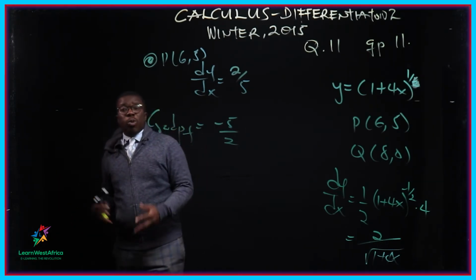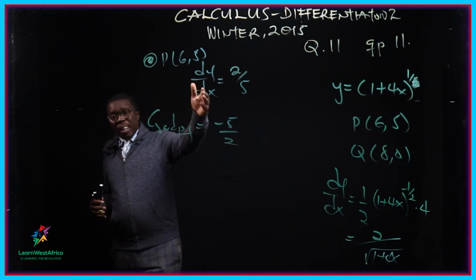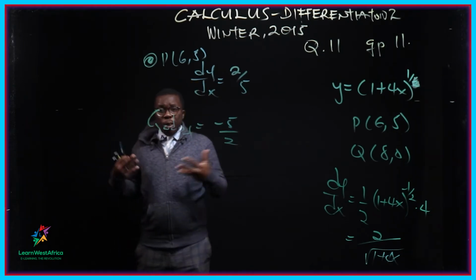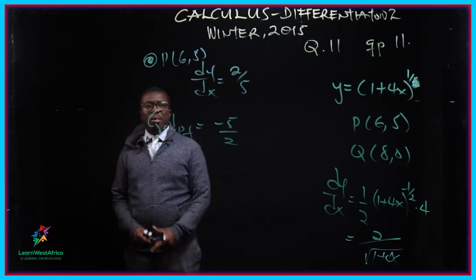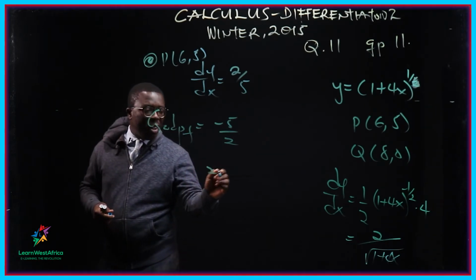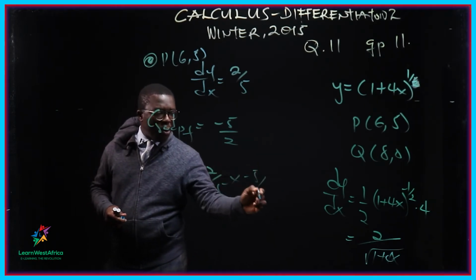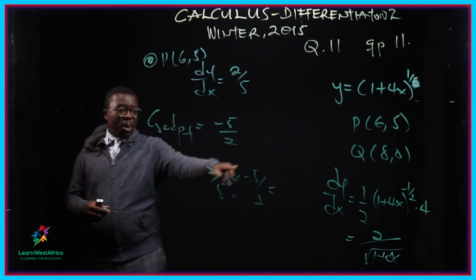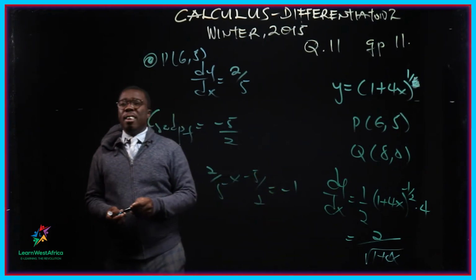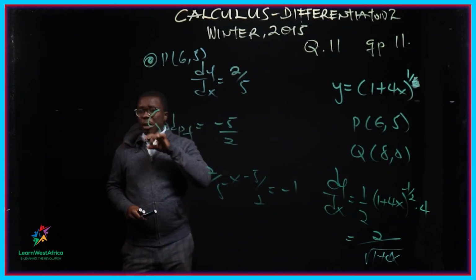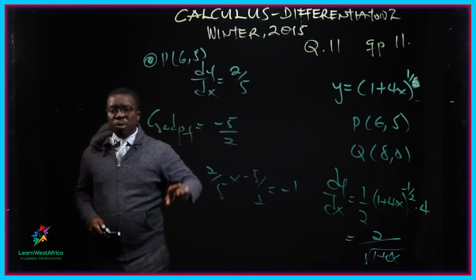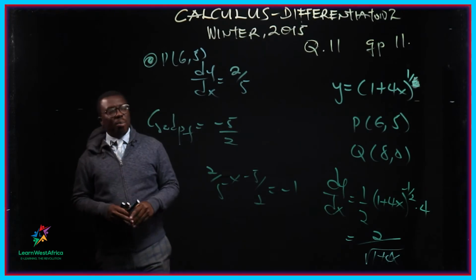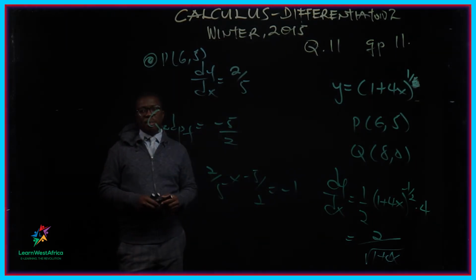In other ways too, you can also take the product of the gradient of the curve and that of the normal. If it gives you negative 1, you still have that proof. So you can even just check that. 2 over 5 times minus 5 over 2. What do you get, guys? It's obvious. The 2's will cancel. The 5's will cancel. This is going to give you negative 1. So the product of the gradient of the curve and that of PQ gives you negative 1. Hence, PQ is the normal to the curve.